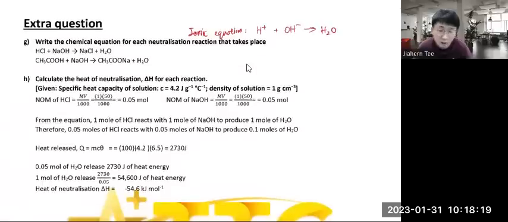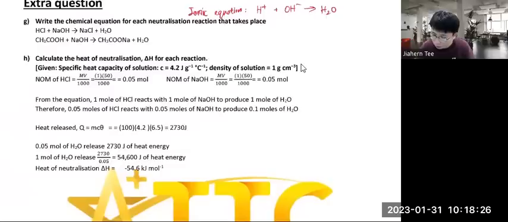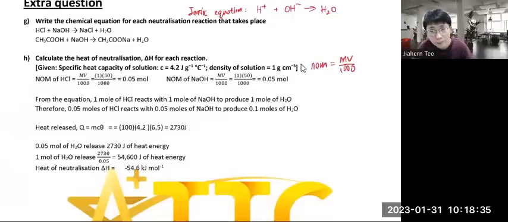Okay, then moving on, we have some calculation to do. So what is the 3 steps calculation that we always do? The first one is always to start with number of mole calculation. But from here, because it's acid and alkaline, we always deal with MV over 1000. What is M? What is V? M stands for molarity, and V stands for volume.